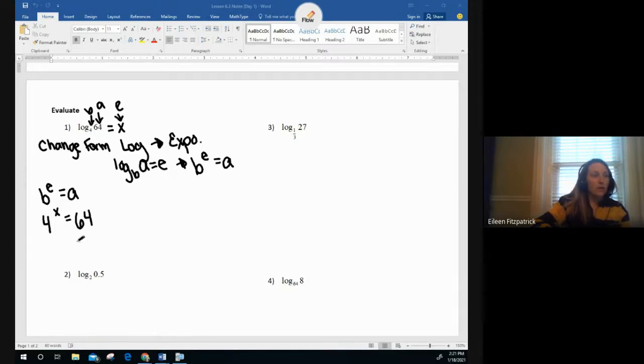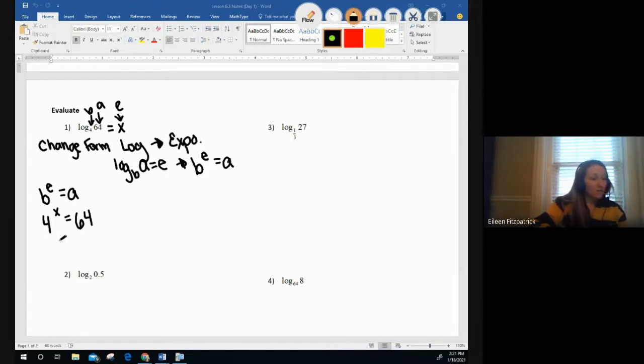All right. So once you change forms, then what you're going to do is, if you can, you want to try to get the same base. Okay. So you look at the larger number and you ask yourself, can I rewrite 64 in terms of a 4?